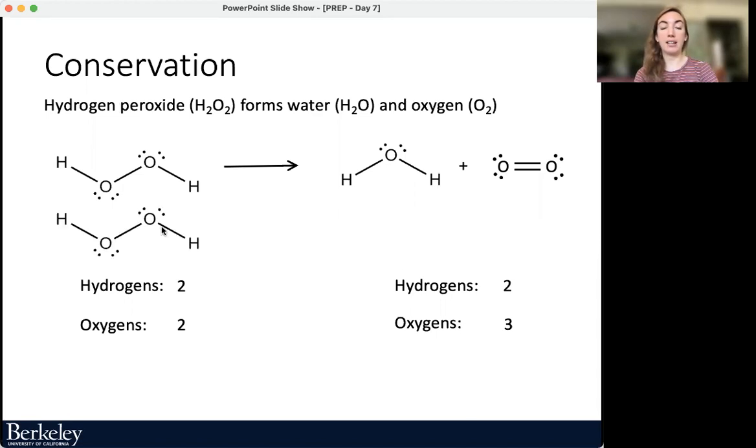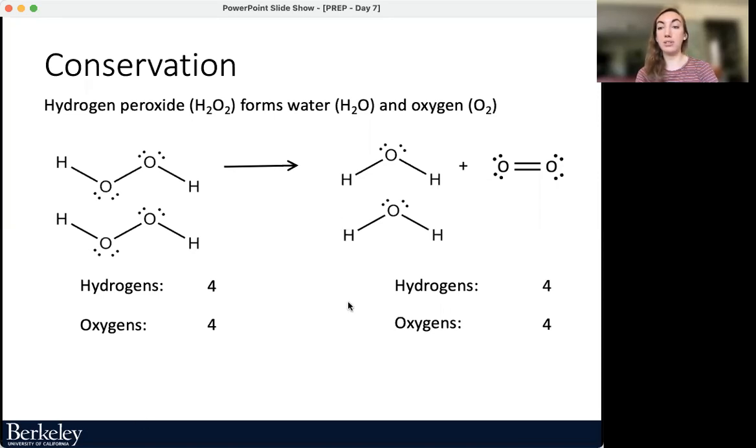So if I add a second molecule of H2O2 on the left, I still have the same reaction. I still have H2O2 forming water and oxygen, but I'm just changing the amounts. And so now I can redo my counts. Now on the left side, I have 4 hydrogens and 4 oxygens. So we're still not balanced, but we're getting closer. Now I can look on the right side and say, okay, I need 2 more hydrogens and 1 more oxygen. That's perfect. I can just add another water molecule. And now I have 4 hydrogens and 4 oxygens on each side.